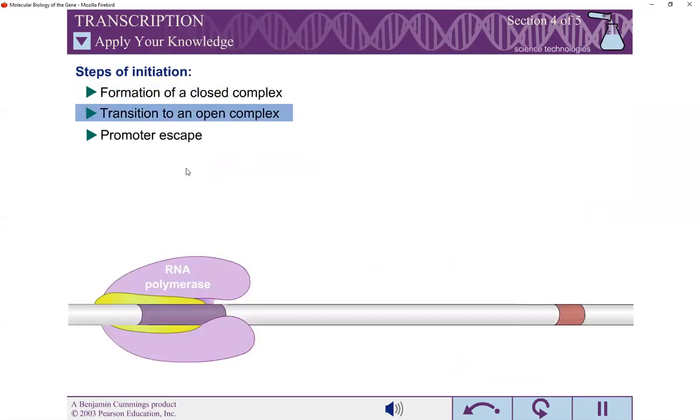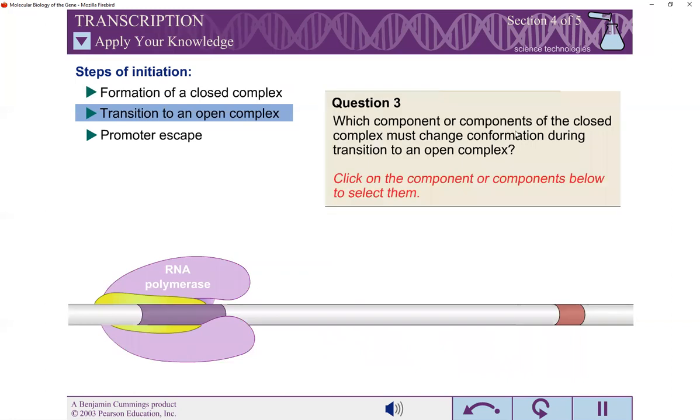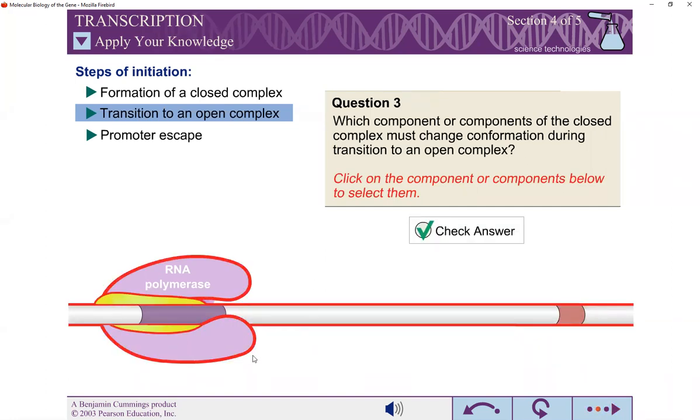Question 3: which component or components of the closed complex must change conformation during the transition to an open complex? Now, all the components should change conformation for the transcription to take place, because the DNA has to be melted. The double-stranded DNA has to be converted into single-stranded DNA. For the process of effective transcription, the sigma factor must leave the RNA polymerase, so it should change conformation. The RNA polymerase should also alter its conformation.